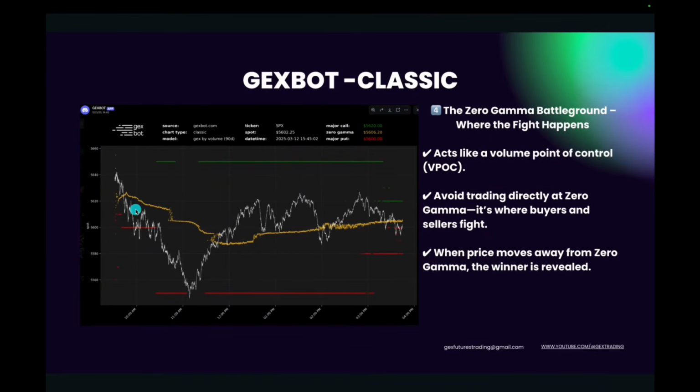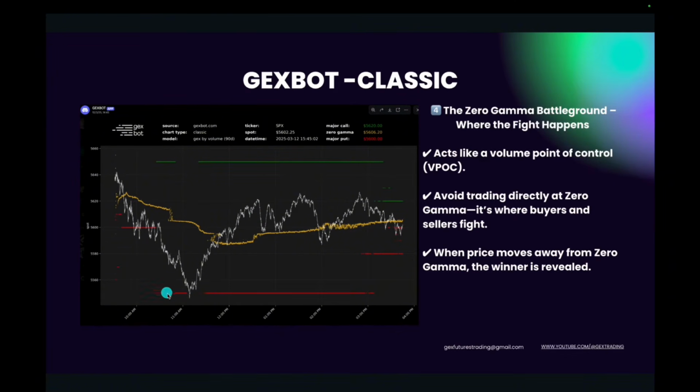And see how the price, first of all, it moves in the battle, it moves from above to below the zero level, right? Then it has some sort of tricky area, goes down to the major negative gamma, and look how it bounces. Bounce all the way back.